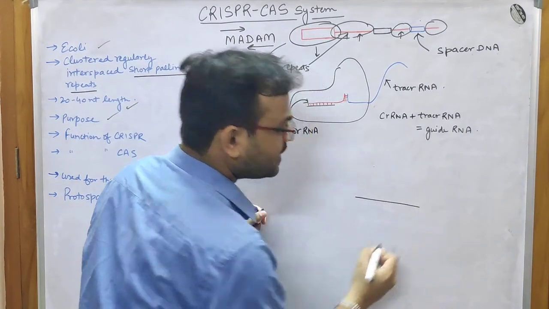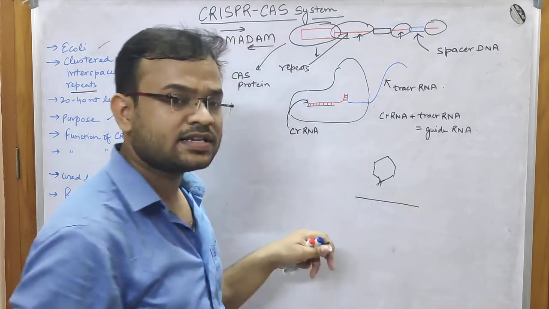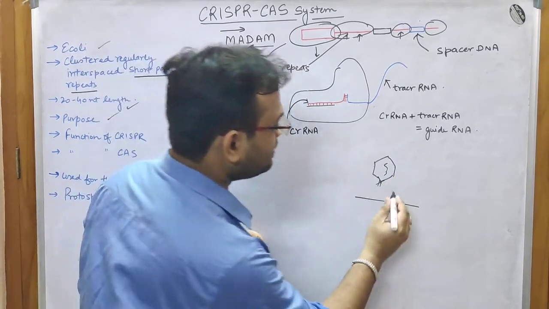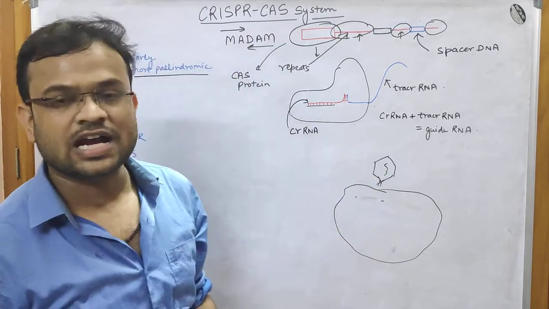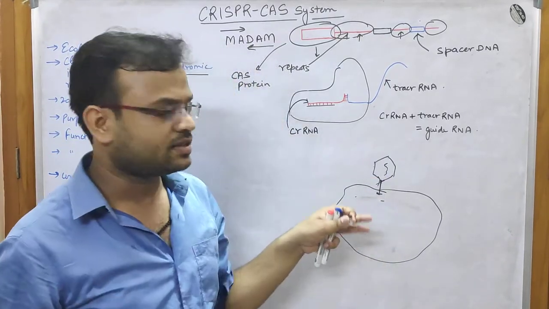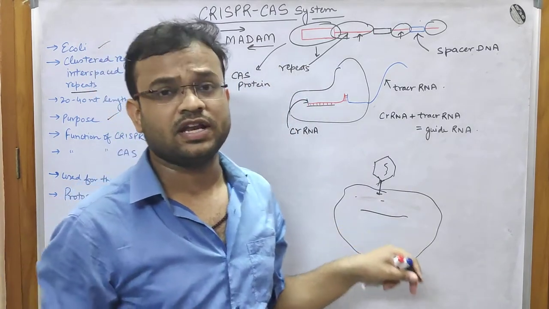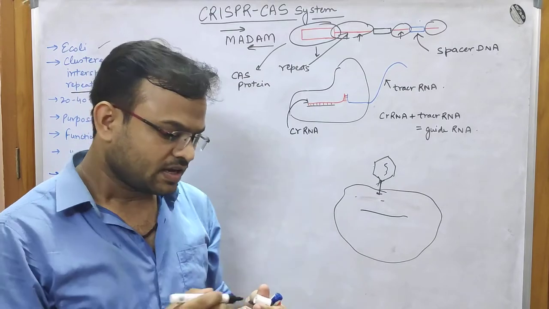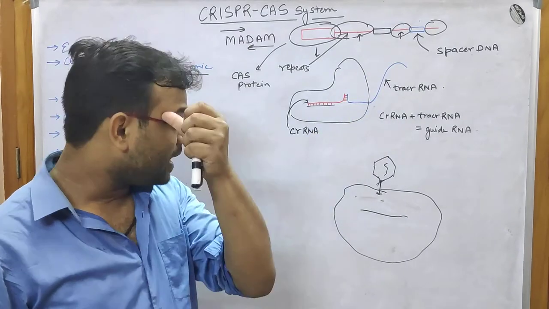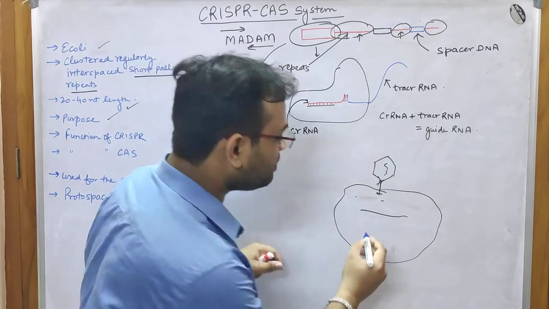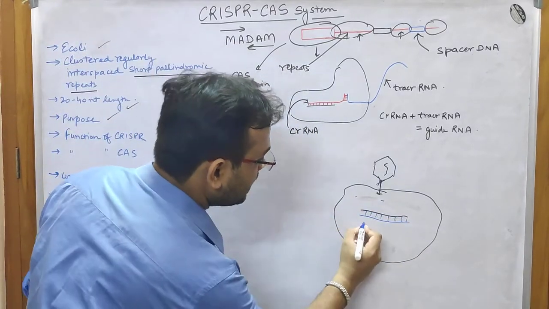Suppose this is a virus and it has genetic material inside it, and this is a bacteria. This virus has come in contact with the bacteria and it sends its genetic material inside the bacteria. This is the genetic material of the virus. Now with the help of this CRISPR system, this CRISPR region will make an RNA such that this RNA would be complementary to this viral DNA. So this was the RNA.